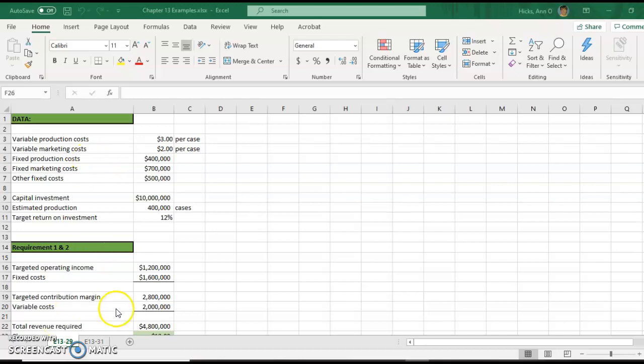And these examples I'm walking through are actually problems that are in your book. So if you want to look at those while I'm going through this, you can. The first one is 13-29.